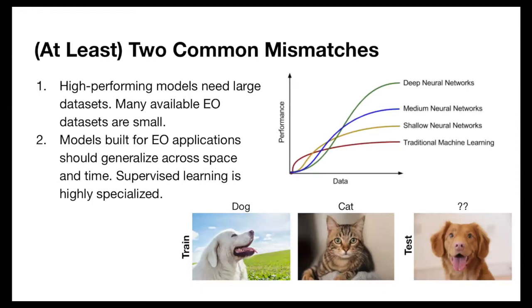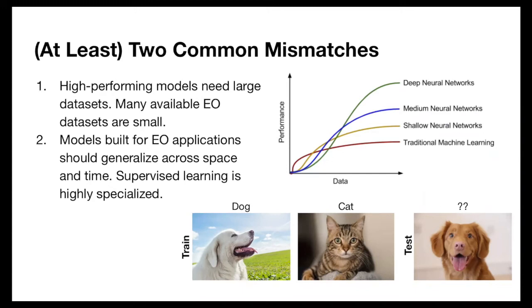We've also seen versions of this, but just quickly, there's two common mismatches that I see in trying to do crop type maps. One is that high performing models need large amounts of data, and then EO data sets often are small, especially in these smallholder systems. And then secondly, we want models that can generalize across years. We don't want to have to do a new model every single year. And we also want to generalize across space. So if we train a model, say in Illinois, it'd be great if it could also do reasonably in Iowa.